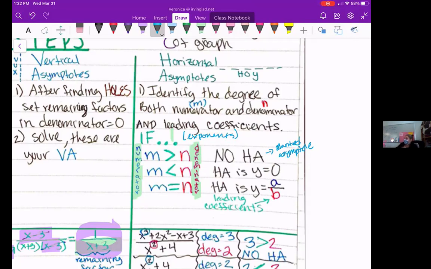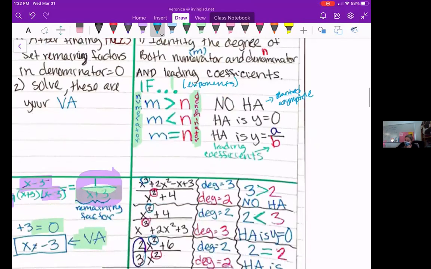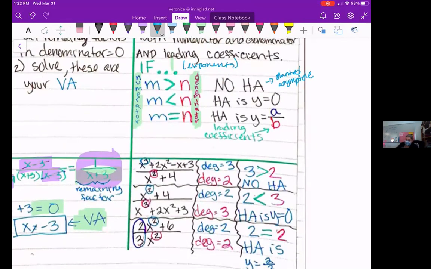So the leading coefficients, okay? And then down here, I kind of give you an example of each one, right? So in this first one, your numerator is 3 and your denominator is 2. So 3 is greater than 2, so you have no horizontal asymptote, which means we have a slanted asymptote. For the second one, we have 2 on the top and 3 at the bottom. The top is smaller than the bottom, so your horizontal asymptote is at y equals 0.